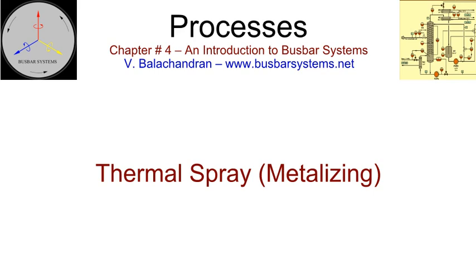Zinc melts due to the heat generated by the arc and is sprayed on the object by compressed air. Flame spray process: a combustible gas melts the zinc and it is sprayed on the object by compressed air. A distance of 15 to 30 centimeters, 6 to 12 inches, is recommended between the tip of the gun and the object. This process is expensive and is adopted under specific circumstances.